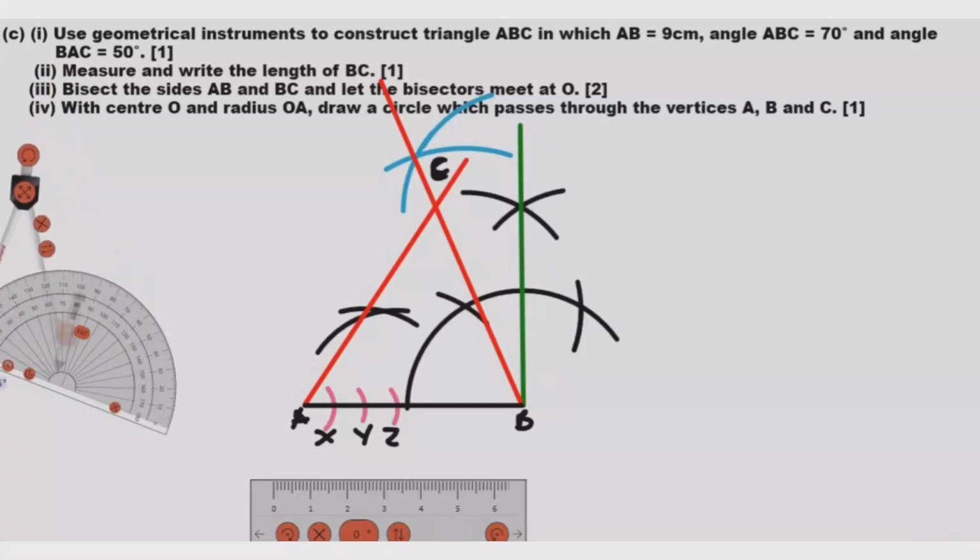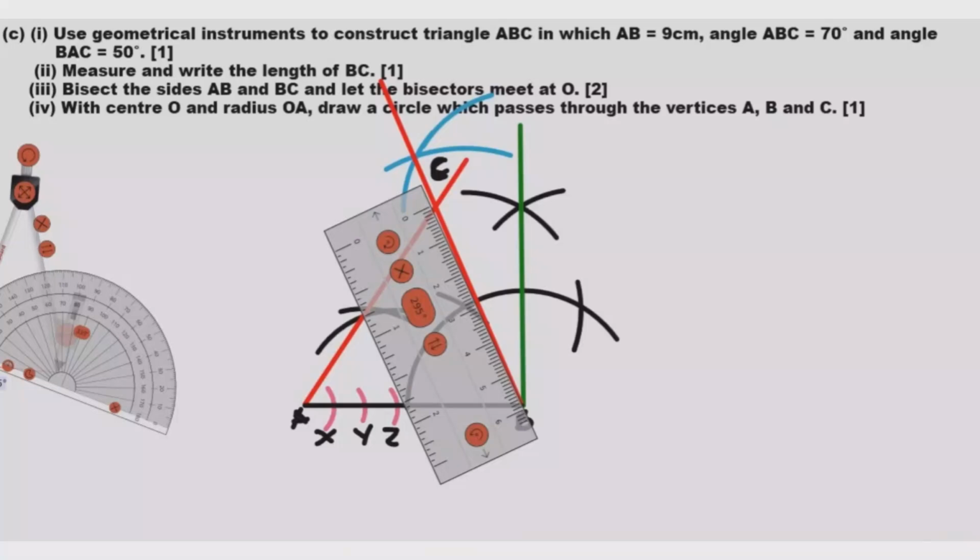Question 2, which is measure and write the length of BC. Measure and write the length of BC. So we can get our ruler. When we measure this distance from there up to here, approximately that is 6 centimeters. So we can write 6 centimeters here.